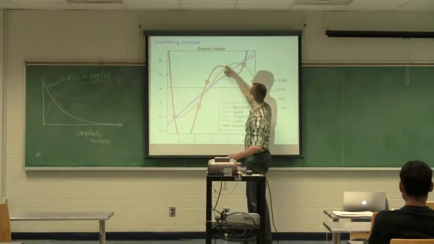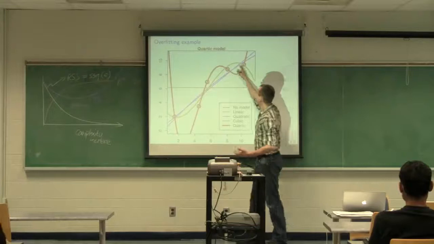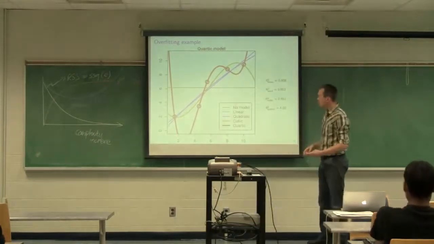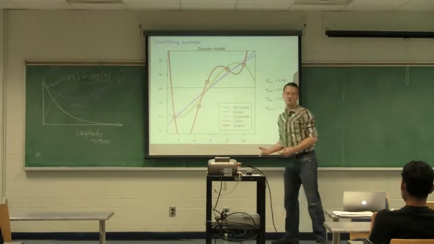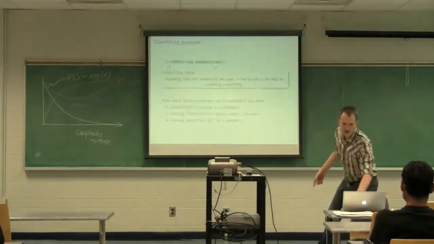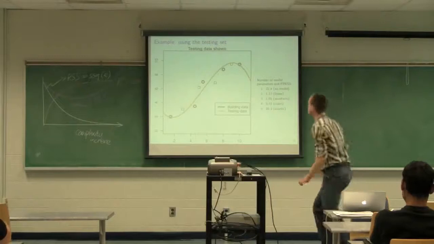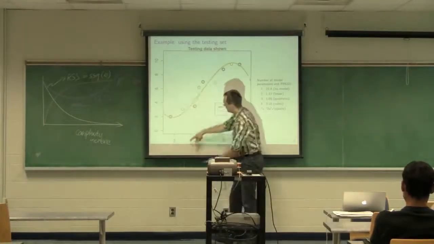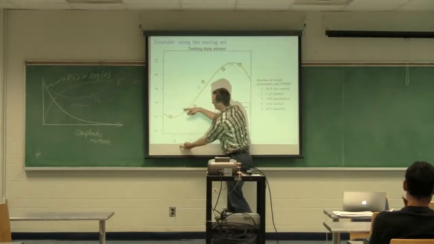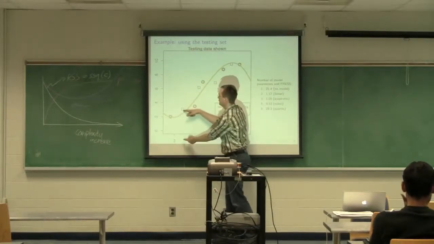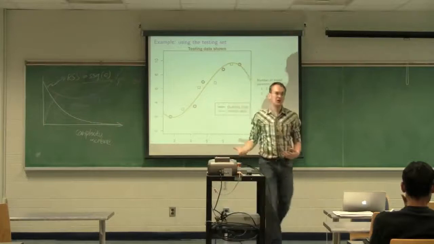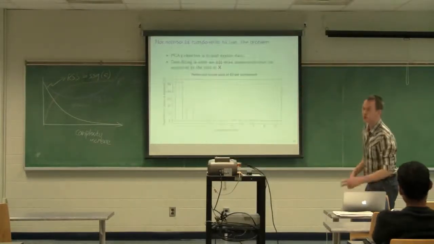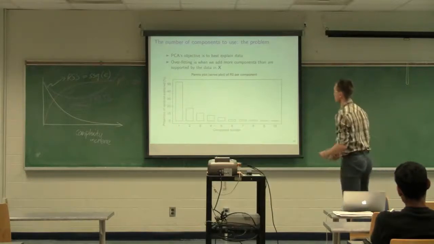If you've got too many components, yes, your model fits the data that you built your model with. But in the future, if you want to use that model on new data, so here's my new data coming in as these squares, that red curve, which went all the way down here, is really not going to be a good prediction for that future testing data point. Same concept holds for PCA. So we're asking ourselves, when do we stop adding components?